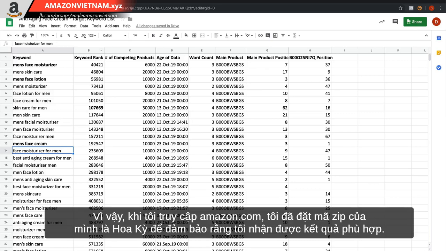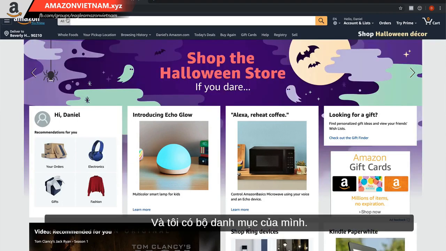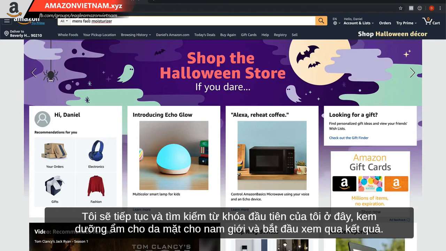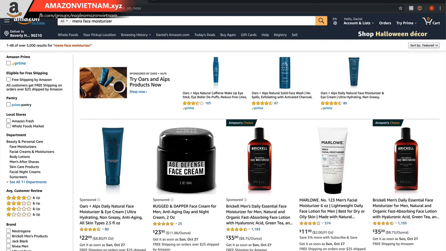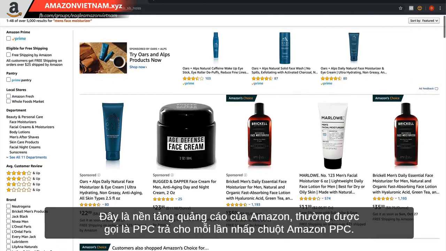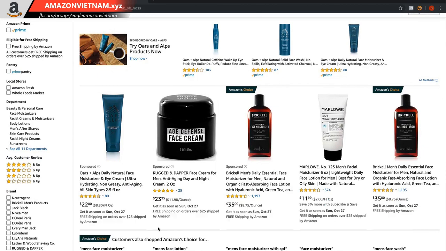So when I come over to Amazon.com, I have my zip code set to the USA to ensure that I get relevant results, and I have my category set to all. I'm just going to go ahead and search for my first keyword here, men's face moisturizer, and start looking through the results. So the first 3 results here are sponsored results. This is Amazon's advertising platform, commonly referred to as PPC, pay-per-click, Amazon PPC.